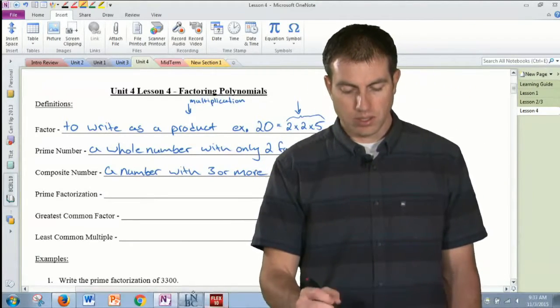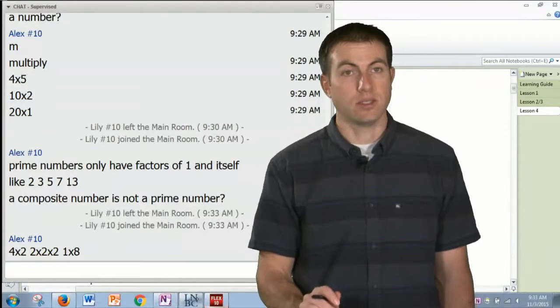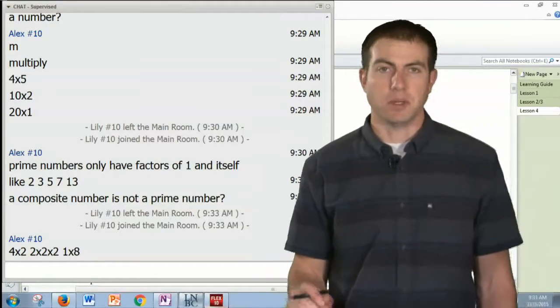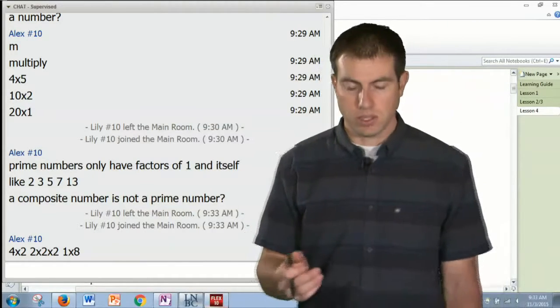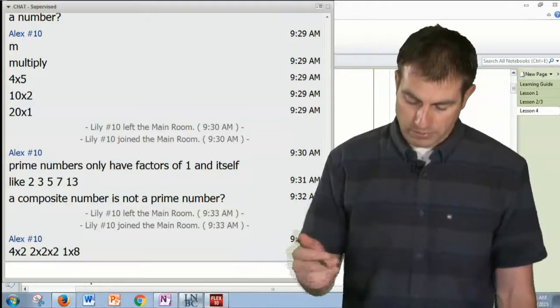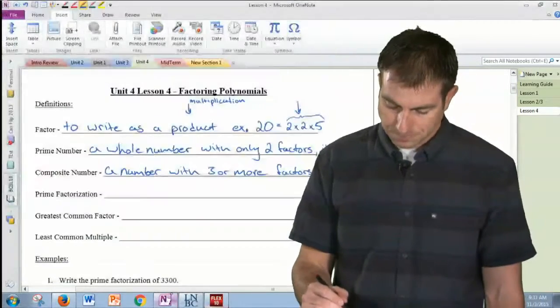You can see why we spend so much time asking you guys to be good at your multiplication tables by the time you make it this far, because doing these questions becomes a lot easier when you have a good understanding of multiplication.